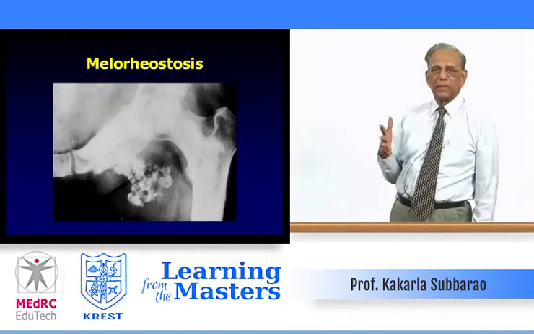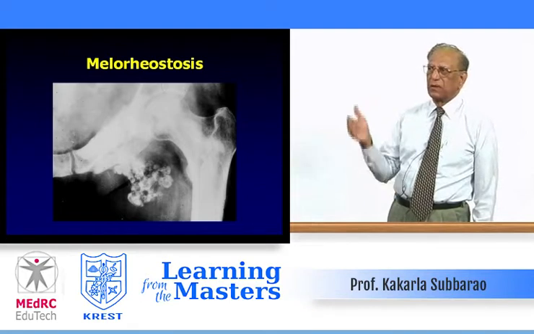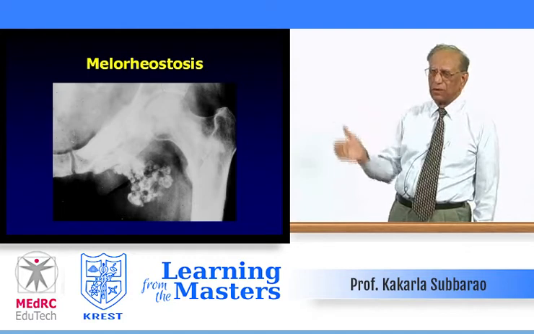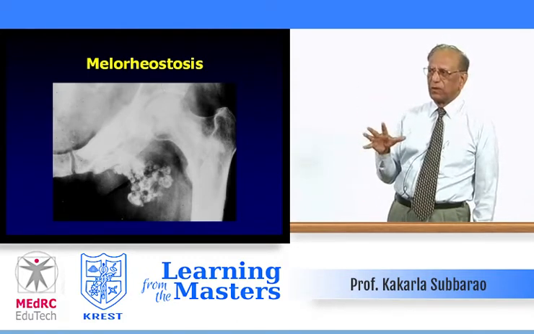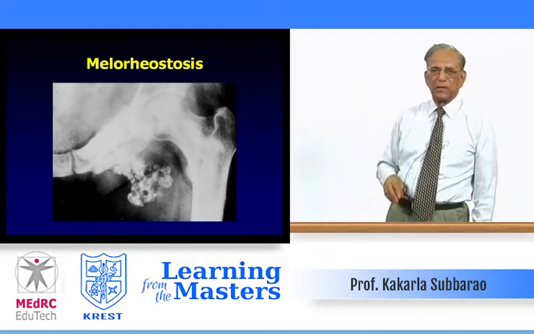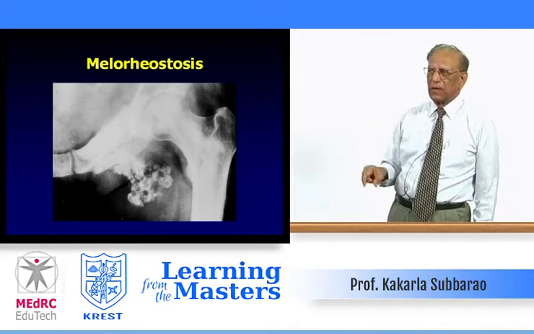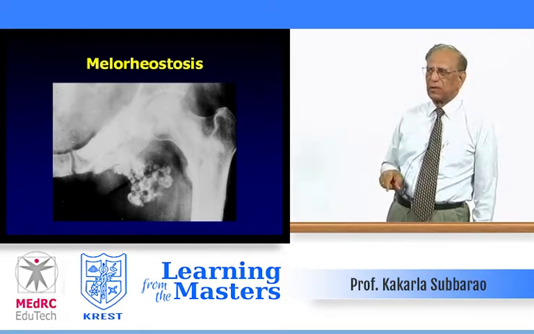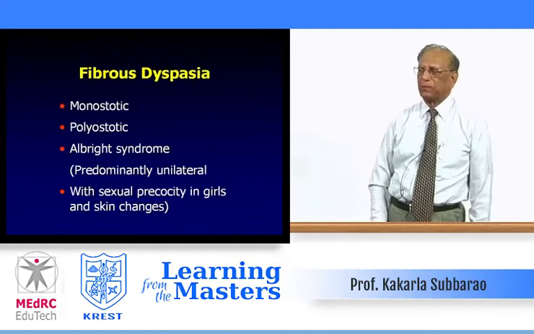Then comes the entity melorheostosis, flowing sclerosis. Look at the pubic bone, acetabulum, and along the medial margin of the head, neck, and shaft of the femur, with soft tissue calcifications. Sometimes you see skin changes also. The appearance on the shaft of the long tubular bones is likened to molten wax flowing along a candle, dripping wax along a burning candle.